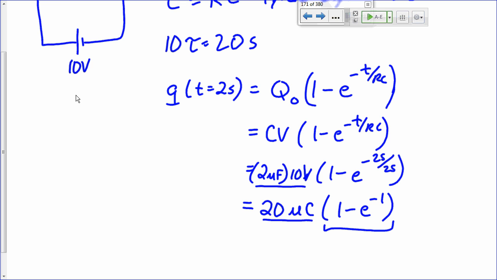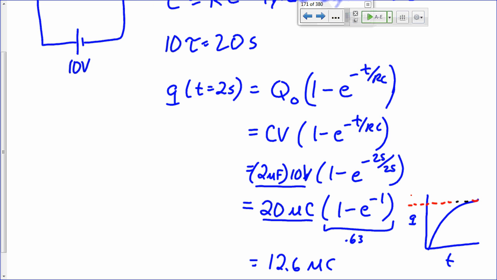I get 0.63 for this thing right here. And then when I multiply that times 20, I get 12.6 microcoulombs. That's pretty basic, right? It's really just plugging in numbers. But you also need to know what that function looks like. With this 1 minus e to the minus t over RC, the function looks like this, where it asymptotes at big Q, which is 20 microcoulombs.